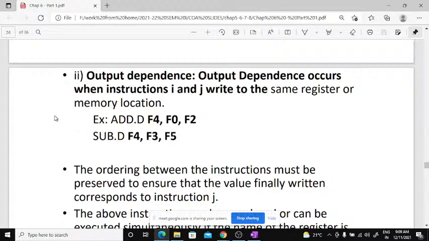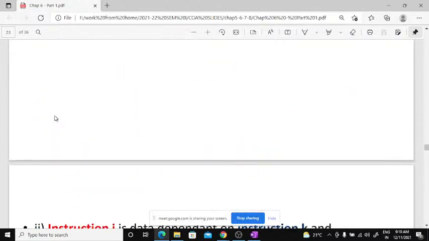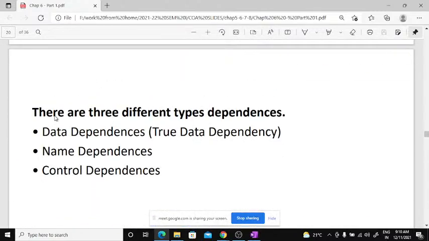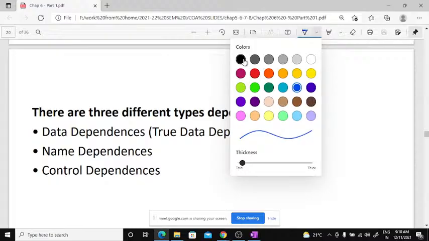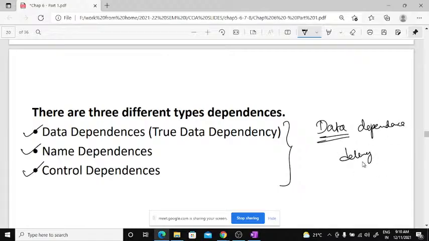Okay, so yesterday we discussed how dependency occurs. There are three different types of dependencies: data dependency, name dependency, and control dependency. Because of the data dependency, delay occurs, that is, delay in the execution of the instructions.